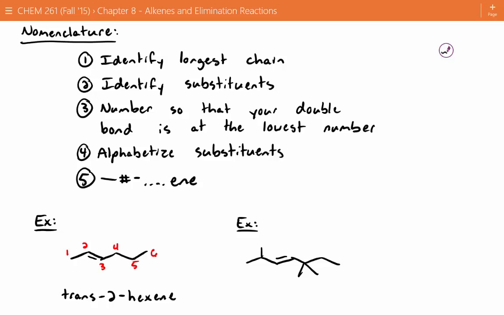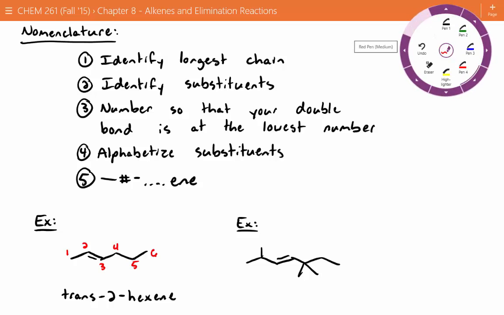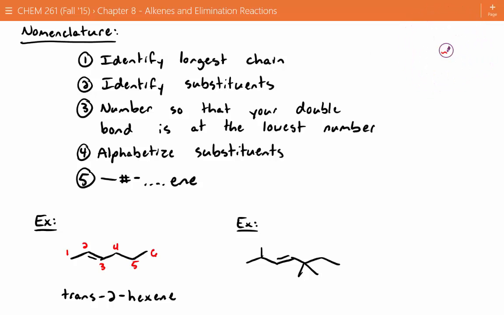Oh, here we go. There we go. That looks better. Let's try naming this one. What's our longest chain? 7. 1, 2, 3, 4, 5, 6, 7. All right. And do we want a number going right to left or left to right? Yep, we want to go left to right. So we go 1, 2, 3, 4, 5, 6, 7. That way the double bond starts at position 3, not position 4.